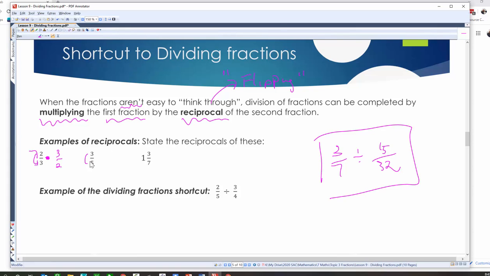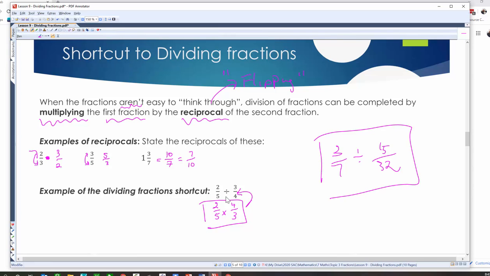This one here, we've got 3/5. So when I get the reciprocal of it, I'm going to say that the answer is 5/3. This one here, to do a reciprocal of a mixed number, we simply convert it to an improper fraction and then flip it, 7/10. So the example of the dividing fractions shortcut will be multiply the first fraction by the reciprocal of the second fraction. So that will yield exactly the same result as that.